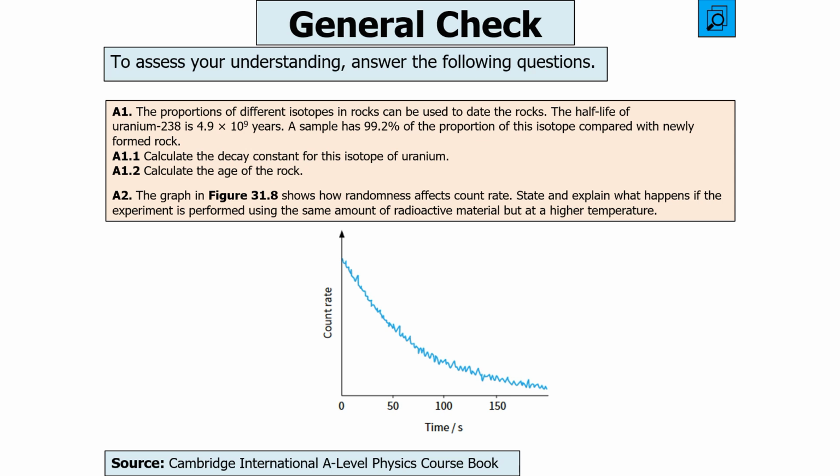The half-life of uranium-238 is 4.9 times 10 to the 9 years. A sample has 99.2% of the parent isotope compared with the newly formed rock. Calculate the decay constant for this isotope of uranium and calculate the age of the rock.